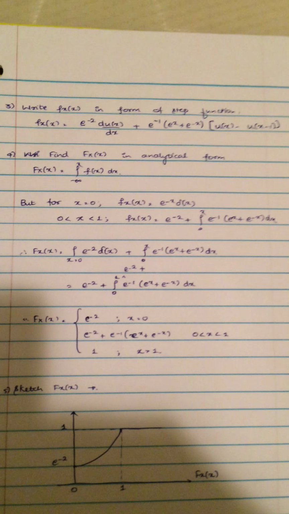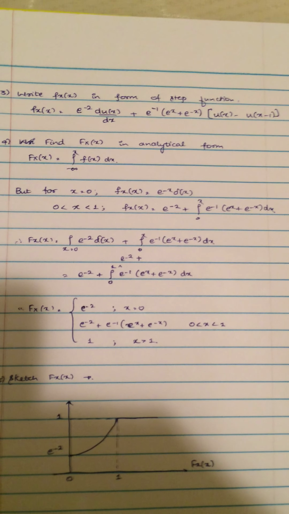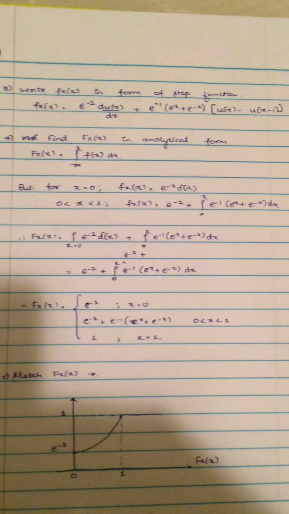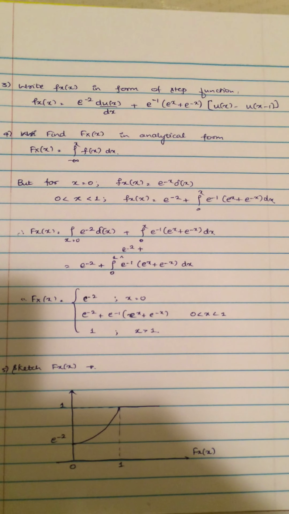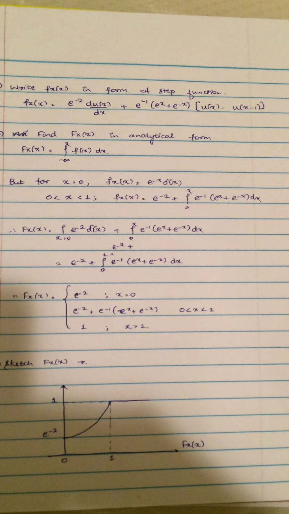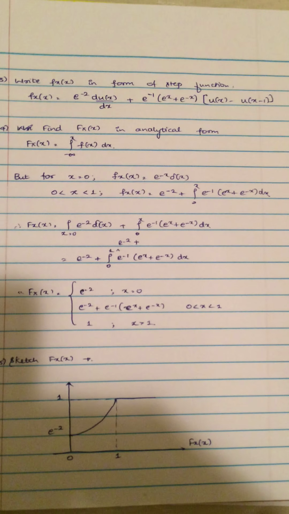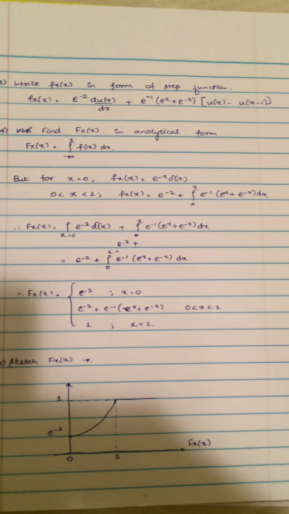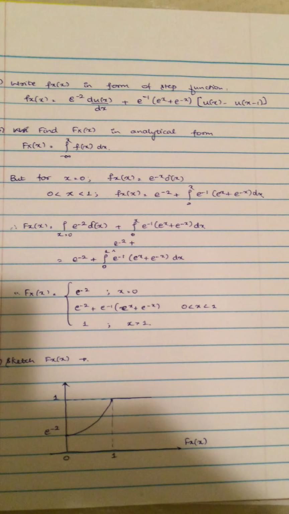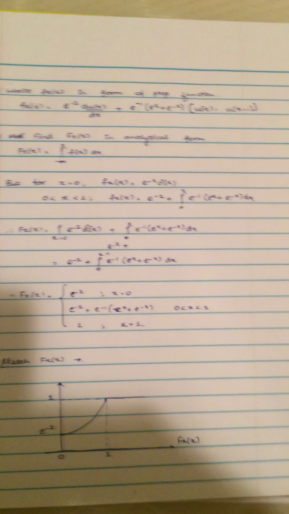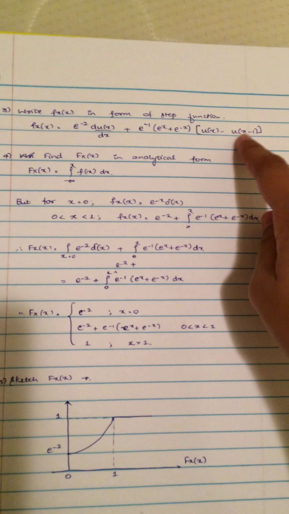The third sub question of question 2 says write f of x in form of step function. We have already sketched f of x, so we can directly write it as f of x will be e to the power of minus 2 into du of x by dx plus e to the power of minus 1 into e to the power of x plus e to the power of minus x into u of x into u of x minus 1, which will represent the part from 0 to 1.